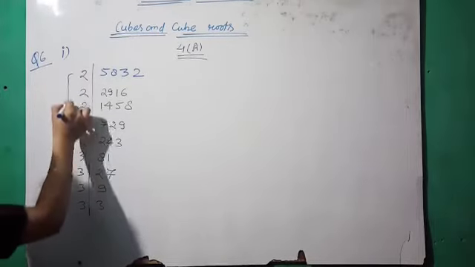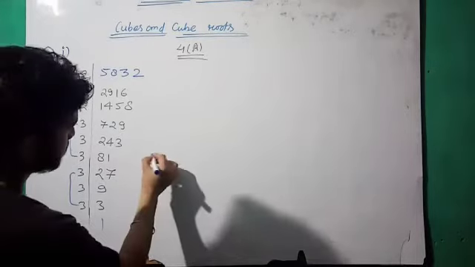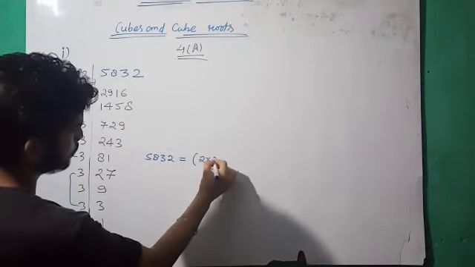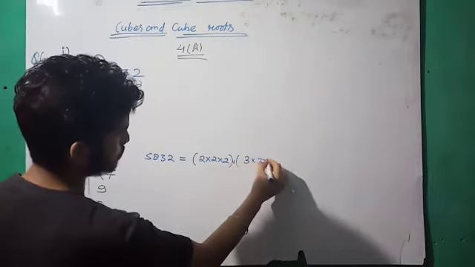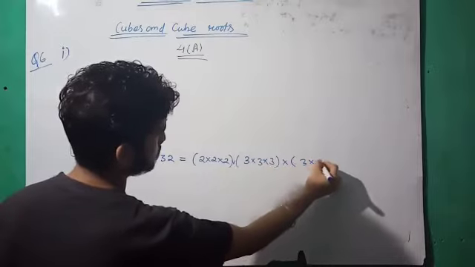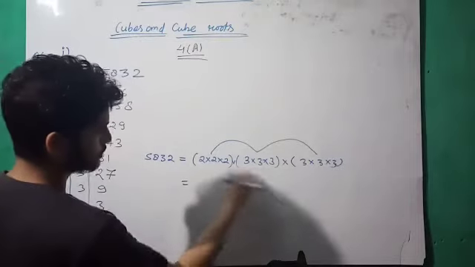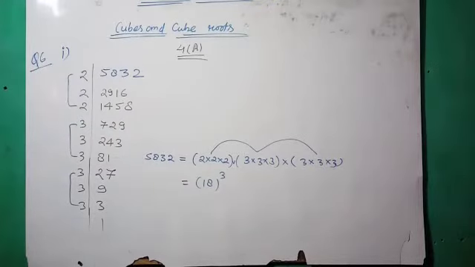Now group the numbers. So you can write 5832 equal to 2 into 2 into 2, then 3 into 3 into 3, then 3 into 3 into 3. So this is the cube of 2 into 3 into 3. 2 times 3 is 6, times 3 is 18, cubed. So this is the answer. 5832 is the cube of 18. Now we have another number, 91125. We have already discussed this in an example.